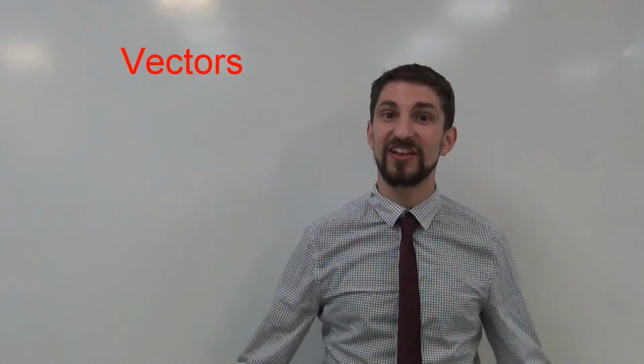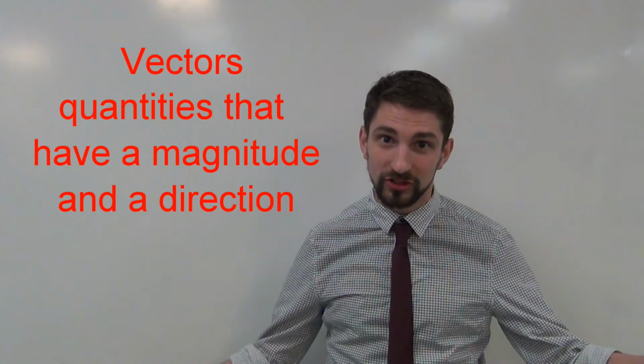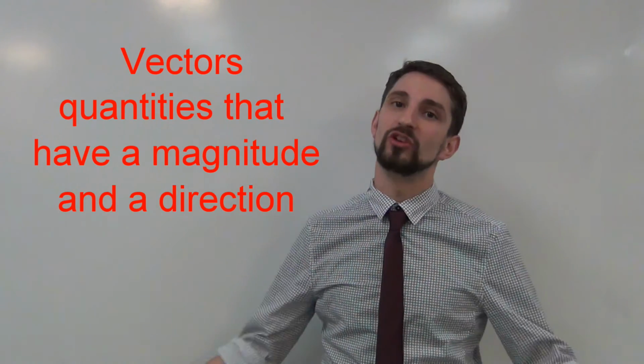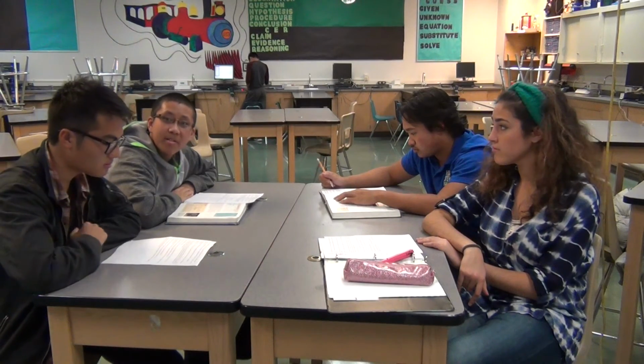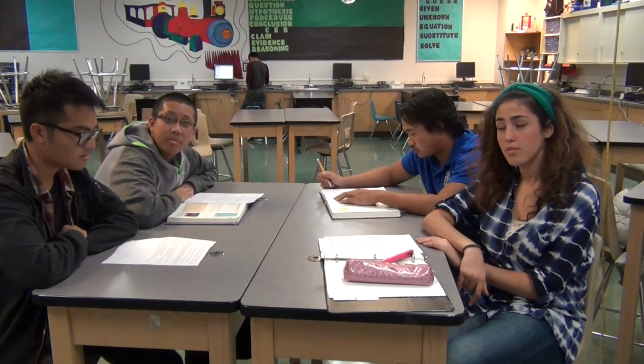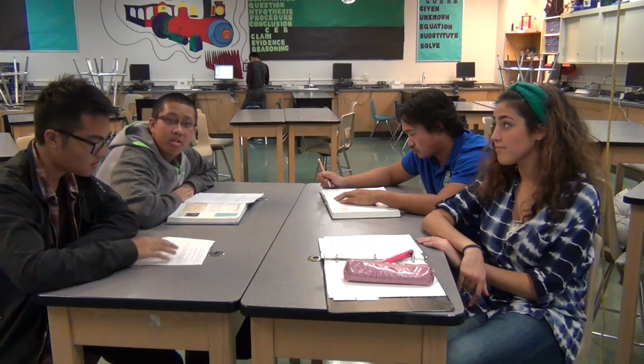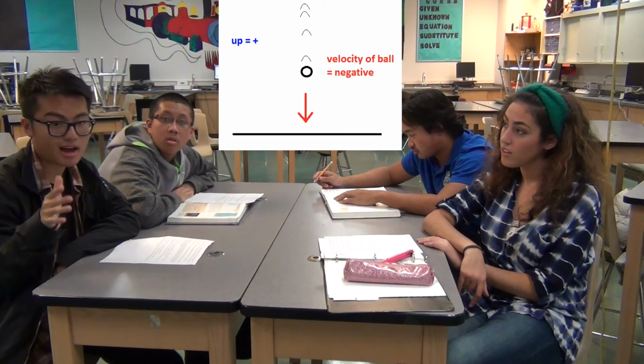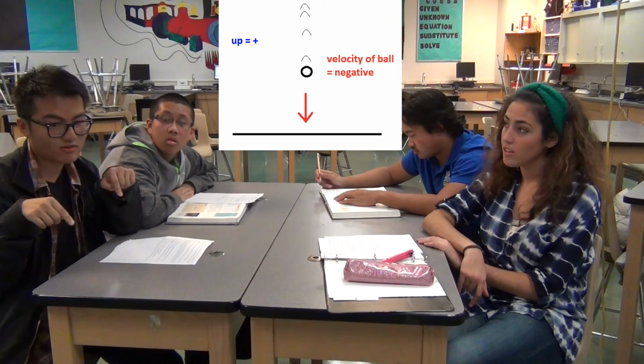And that brings us to vectors. Vectors are things or quantities that have both a magnitude and a direction. Oh, I get it. So displacement is a vector because there's a difference between 4 meters above your origin and 4 meters below the origin. Or like how velocity is negative for an object falling when we take up to be positive. It's moving in the negative direction.